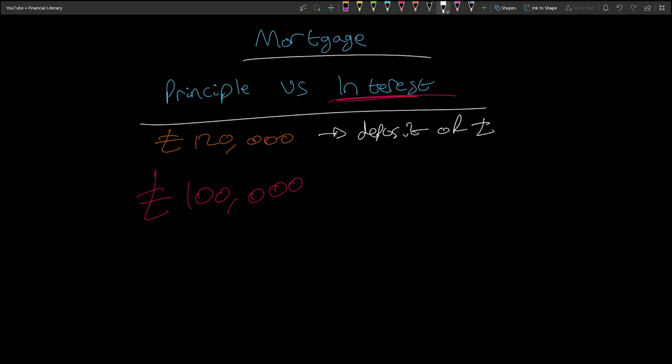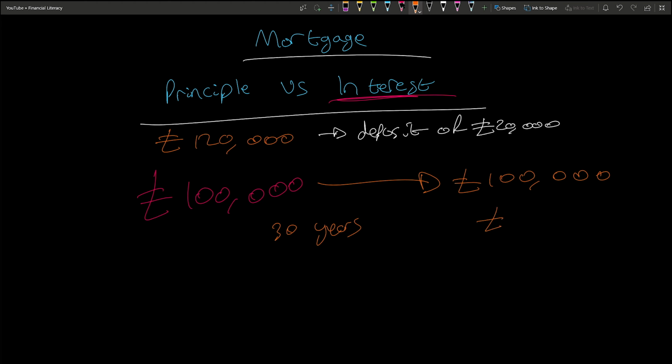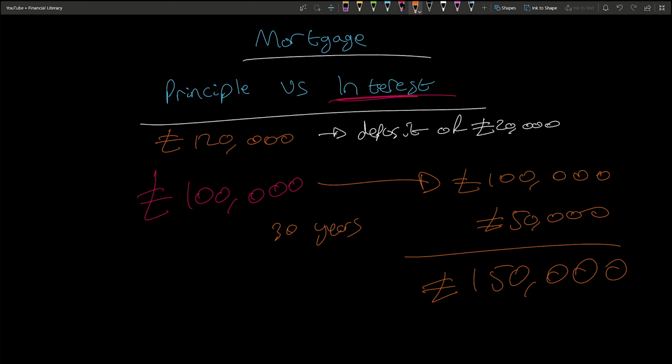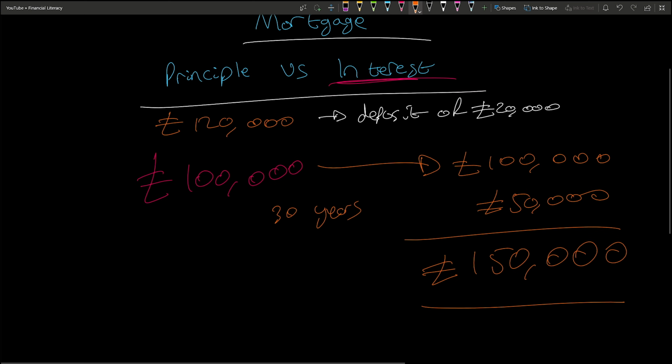Deposit of 20,000. That, obviously will get you a certain percentage. It's just a tad under 20%, and that means you are borrowing £100,000. And let's say if the mortgage is 30 years, that means at the end of the mortgage you need to have paid back the £100,000, but the bank generally will want some sort of interest. So let's say the interest on this mortgage is a total of £50,000, so you will pay back a total of £150,000.